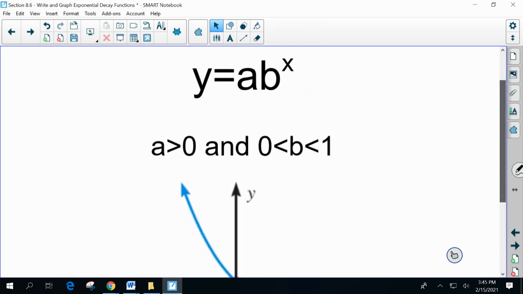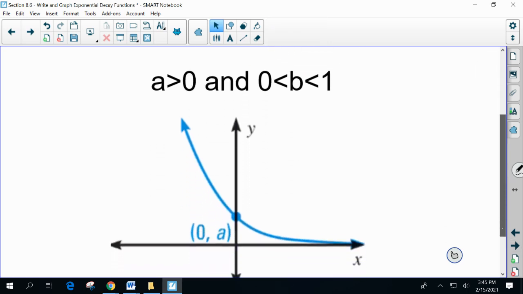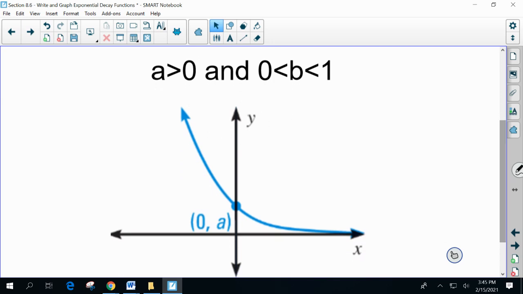Okay, so for exponential decay, it's going to look like this, where it's going into the negative and decaying. a has to be greater than 0, and b has to be a number between 0 and 1 for it to be considered a decay. So we're going to graph a few of these functions.